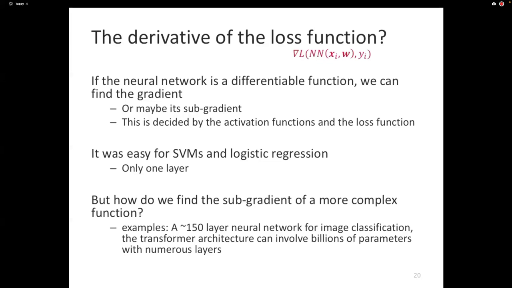In computer vision, for example, it's standard practice to have a neural network with about 100 to 200 layers. In transformer language models, the concept of a layer is a little bit blurry, but in terms of number of parameters, there are billions of parameters involved. So obviously we don't have someone computing gradients by hand. We need an efficient algorithm whose only job is to compute gradients of functions. And that algorithm is called backpropagation.